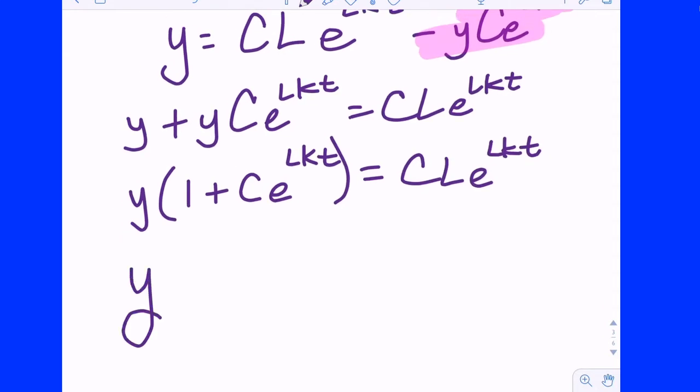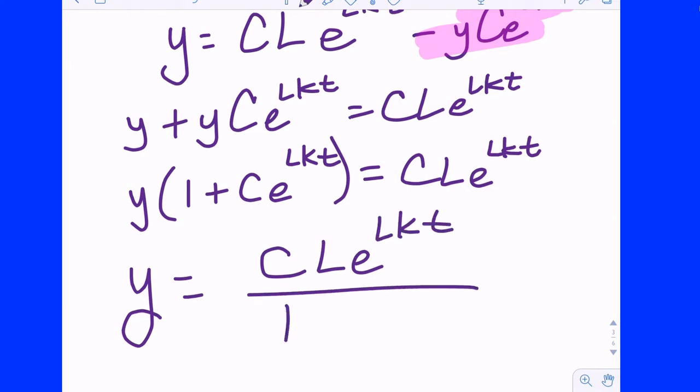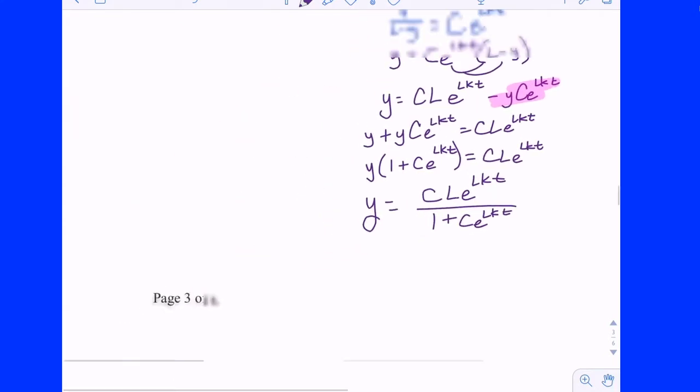And then, here I go. Y equals C L e to the LKT power all over 1 plus C e to the LKT power. Did I solve for Y? I sure did. So, let's review.